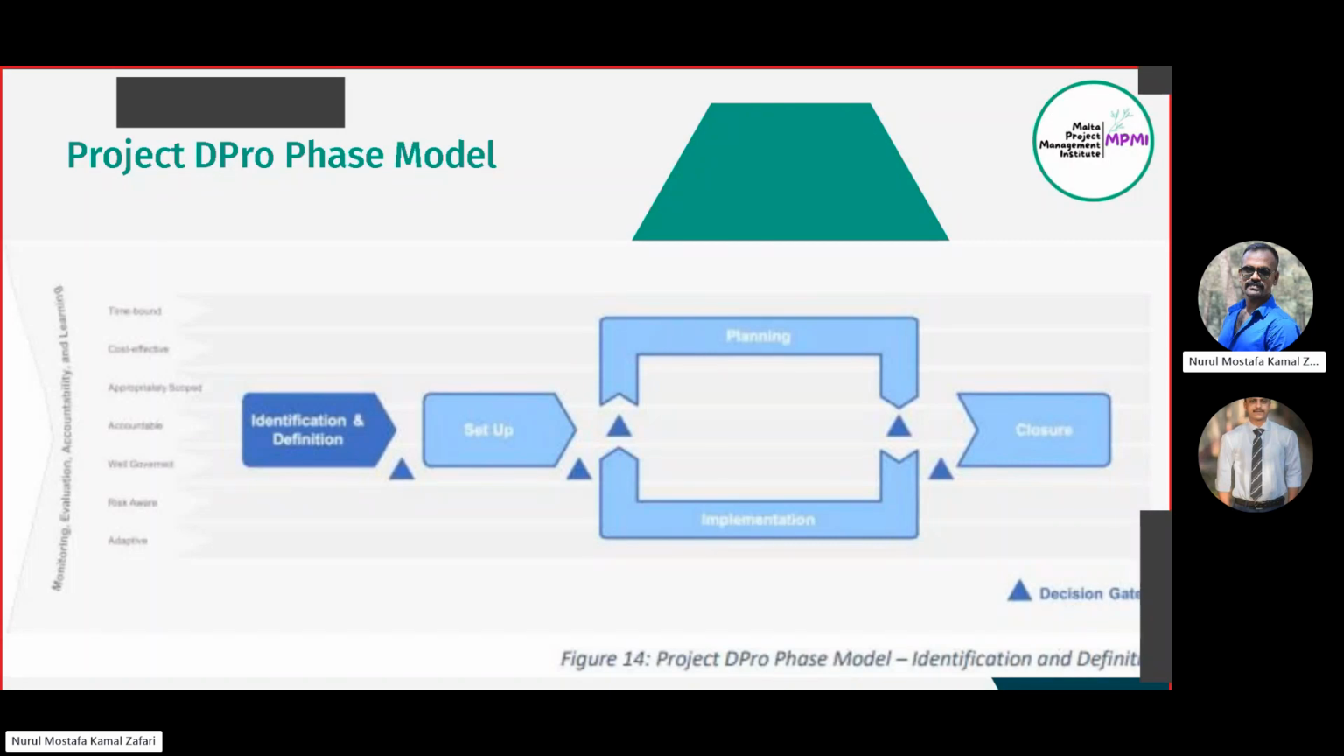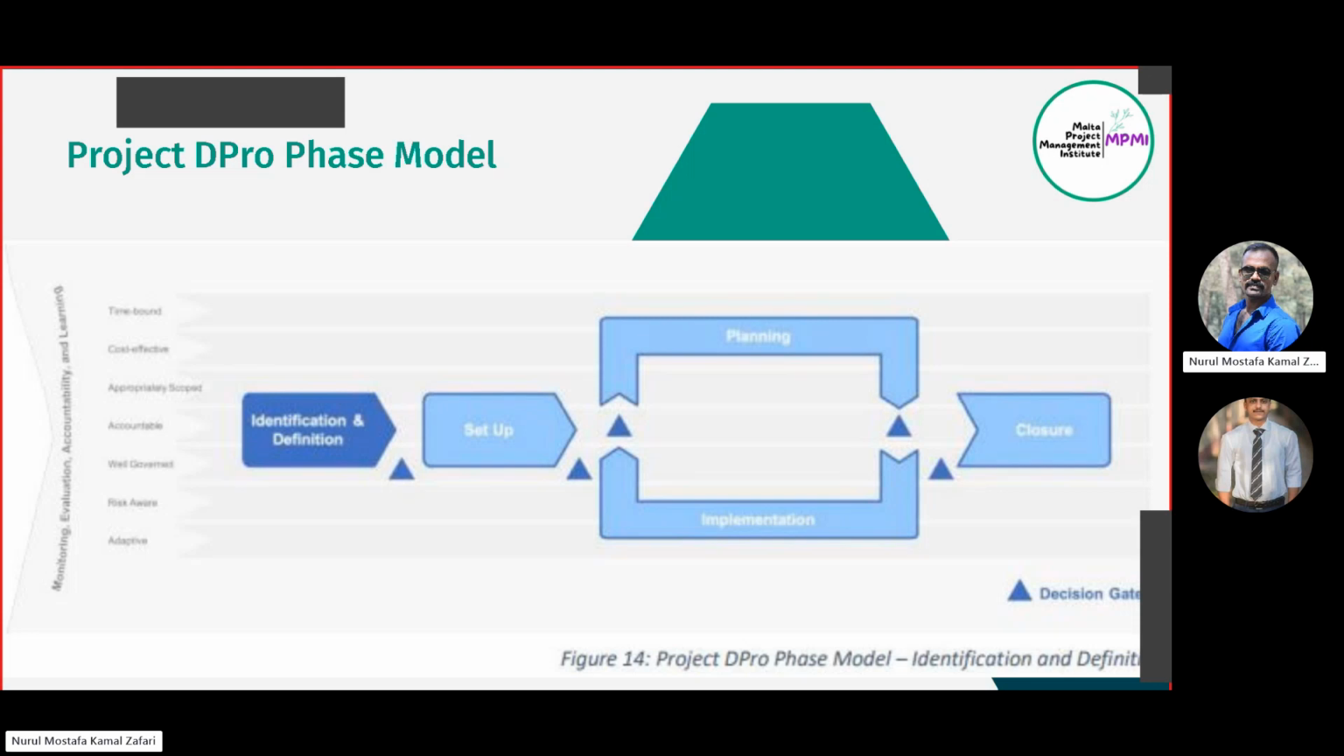In each development and humanitarian project, there are 5 phases, which are defined by PM4NGOs in the DPRO guide. And the project phases are called the project DPRO phase model. In this phase model, there are 5 phases: identification and definition phase, project setup phase, project planning phase, project implementation phase, and project closure phase.